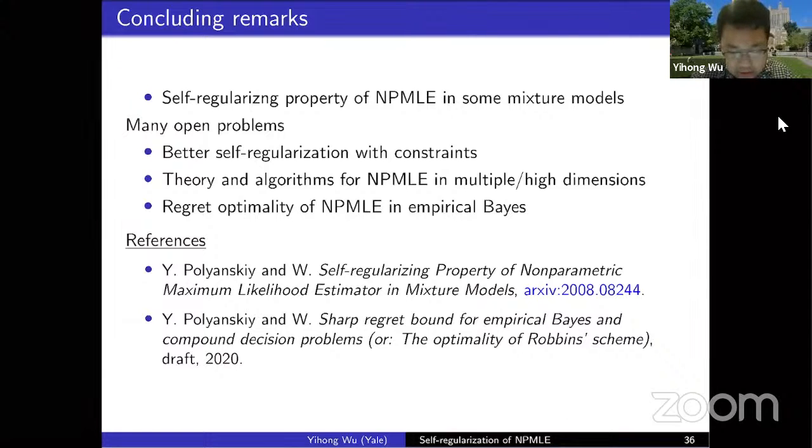And also, I didn't explain this, the NPMLE plays a very prominent role in empirical Bayes. And the theoretical understanding about this approach is a nice open problem. So the paper about the results I mentioned, and also this discussion about this open problem, are in this arXiv preprint. Okay, I stop here.